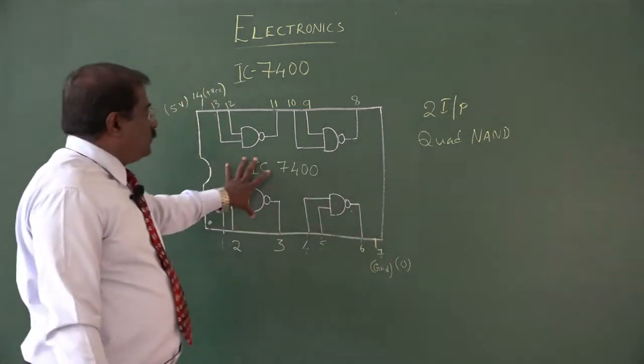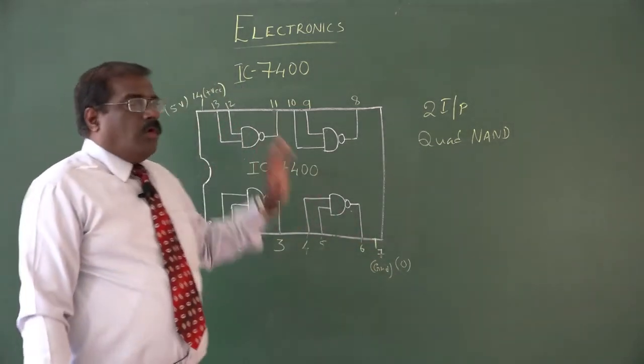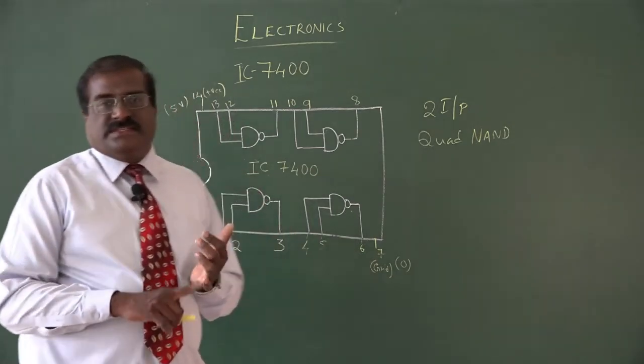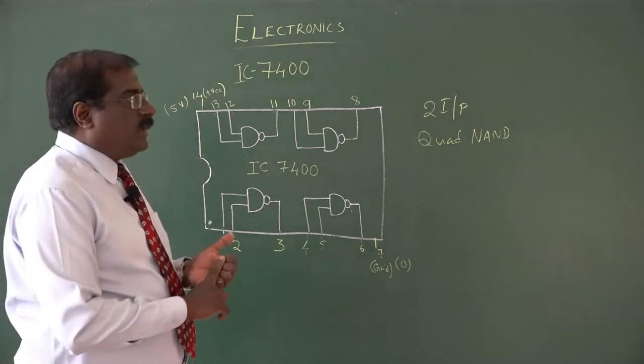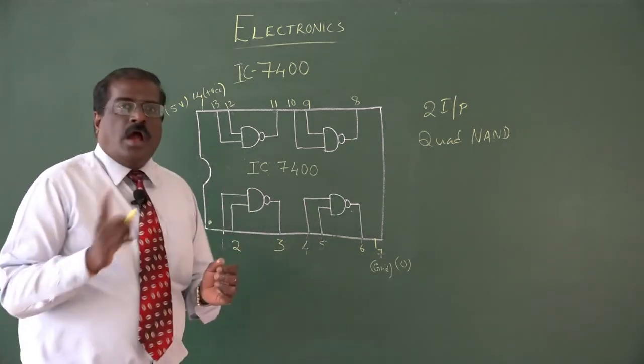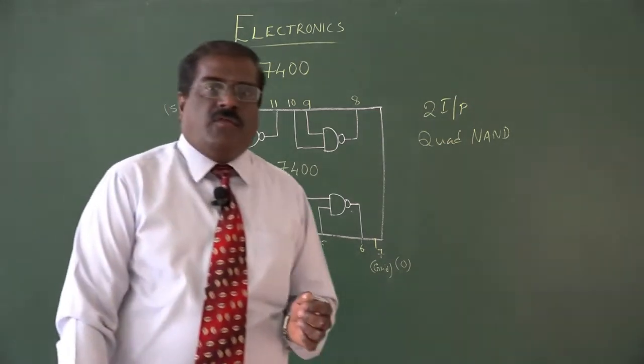Using this, we can realize all the basic gates we have discussed: AND gate, OR gate, NOT gate, XOR gate. And we can even realize the half adder as well as the full adder.